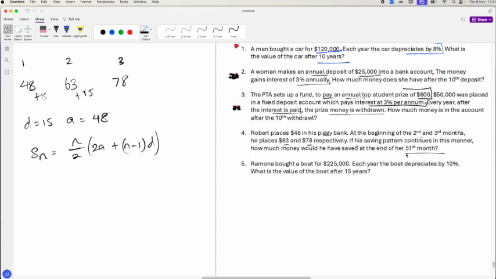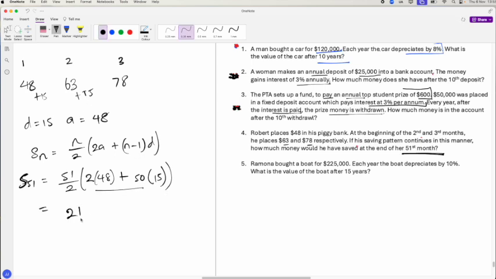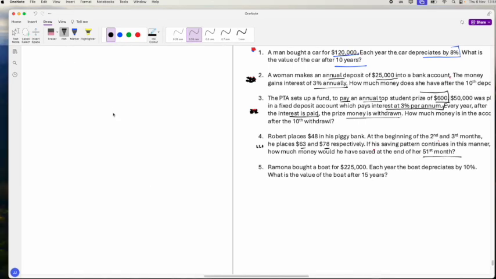And so what we want to find after 51 months, the S sub 51, is n, which is 51 over 2 into 2 times a, which is 48, plus n minus 1, which is 50, times d, which is 15. And the final answer gives us around 21,573.